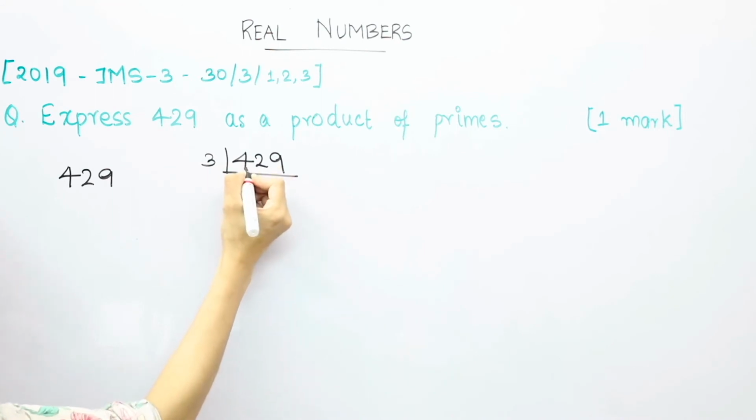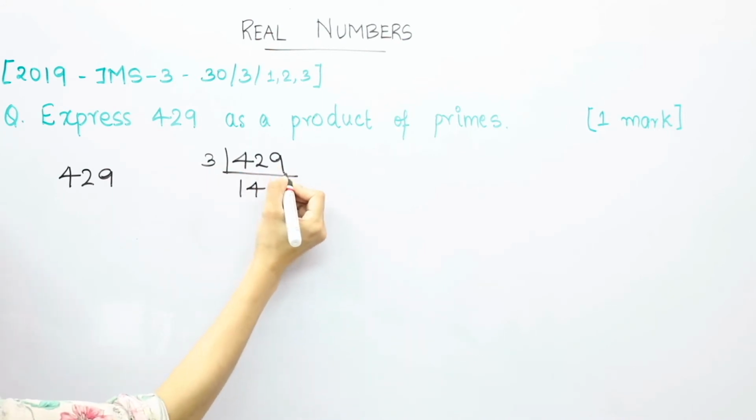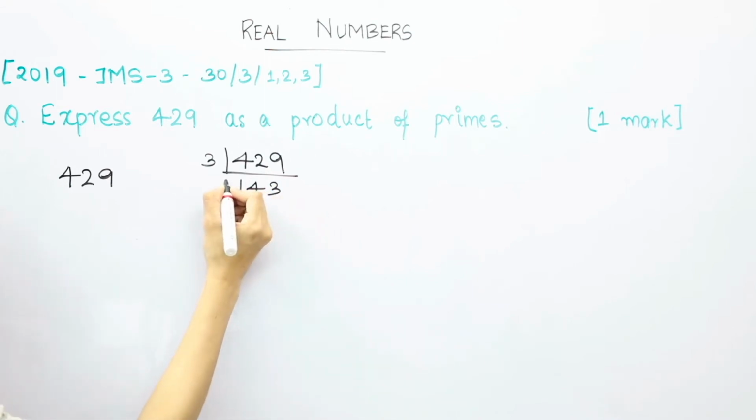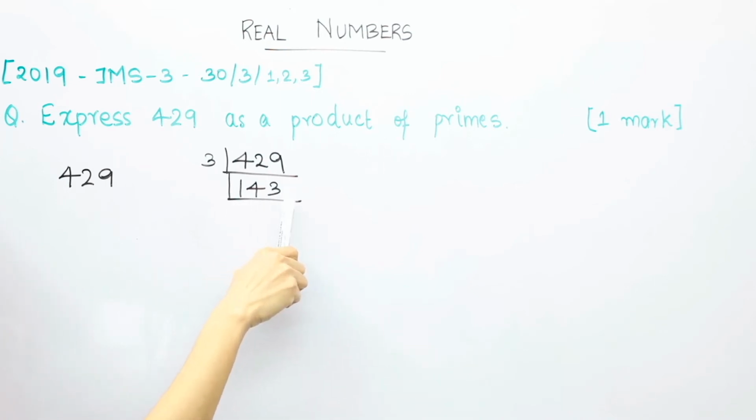3 1s are 3, 3 4s are 12 and 3 3s are 9. Next, 143. 3 4s are 12, remainder 23. So 3 will not divide 143. Let's move on to the next prime number, which is 5. The units digit is not 0 or 5, so 5 will not divide the number 143. Let's move on to the next prime number, which is 7. 7 2s are 14 and then you'll have a 3 remainder. So again 7 will not divide 143.